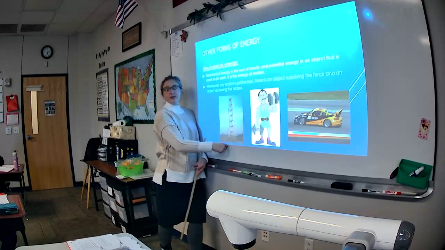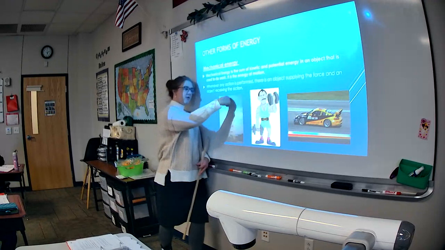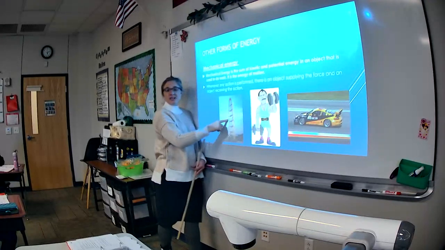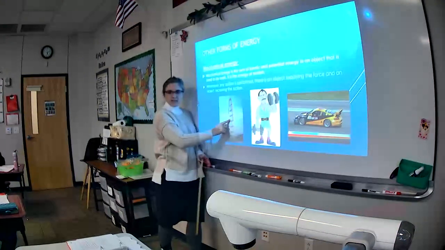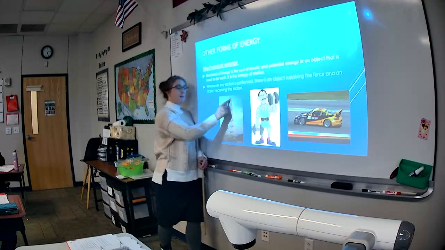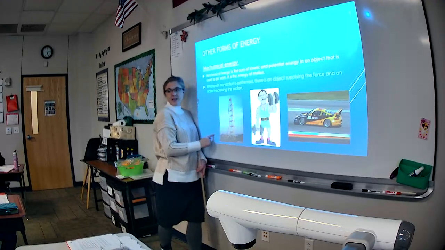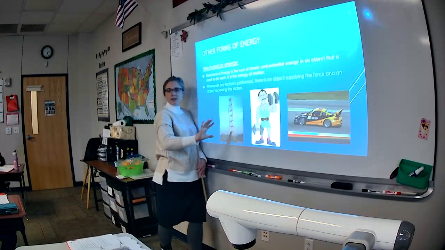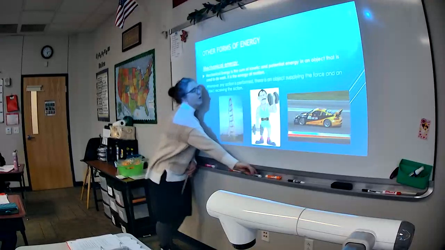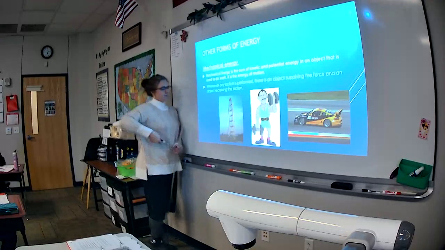Does that make sense? All right, so the roller coaster falls down. Now, potential energy is decreasing because it's getting lower and lower to the ground. It has less potential to drop, correct? But the motion is getting faster and faster. So now, kinetic is increasing, but potential is decreasing. Does that make sense? So, think about it like this.